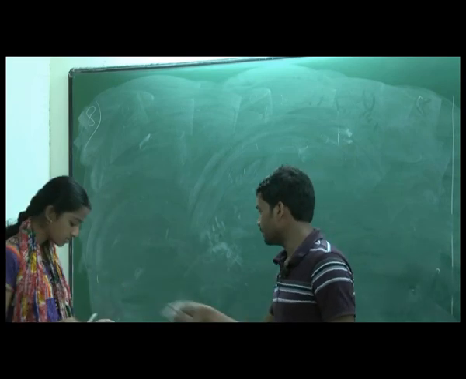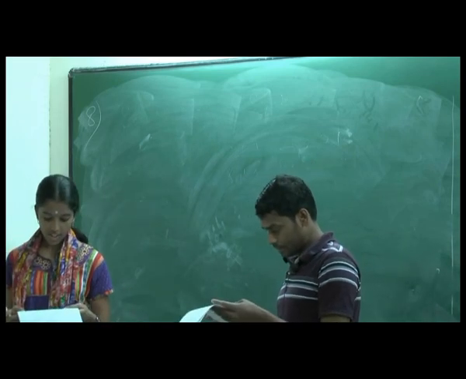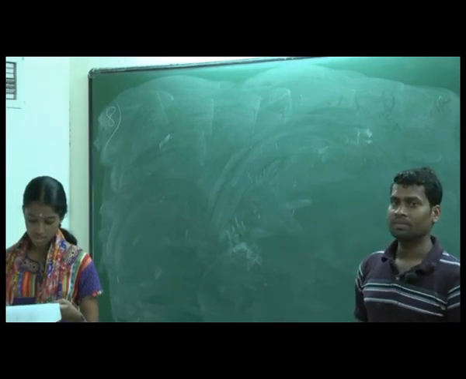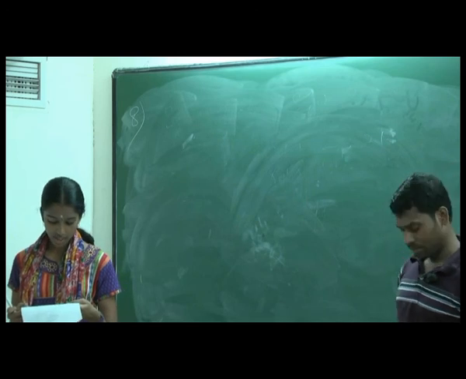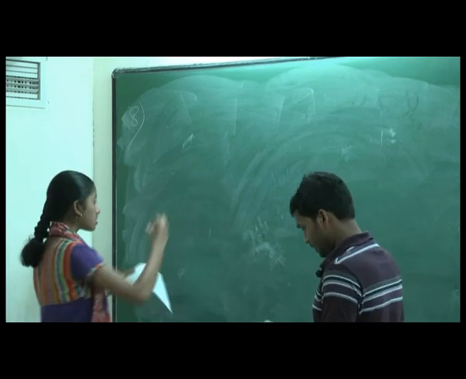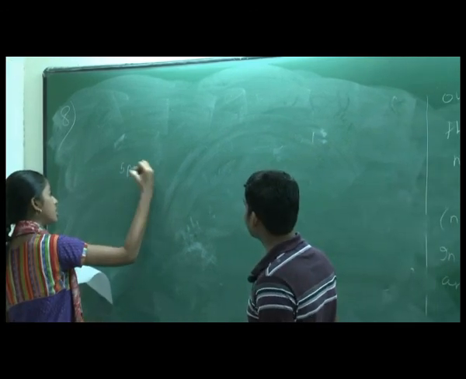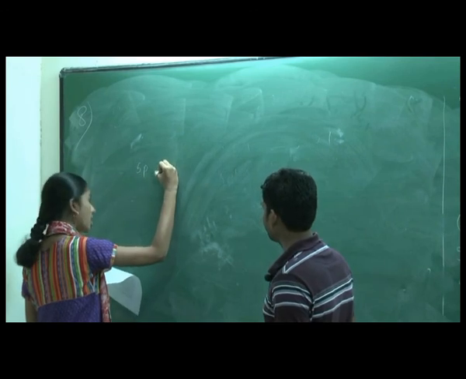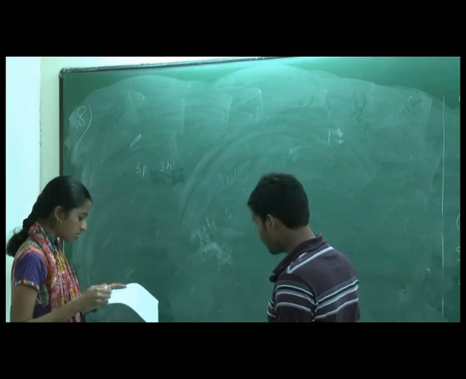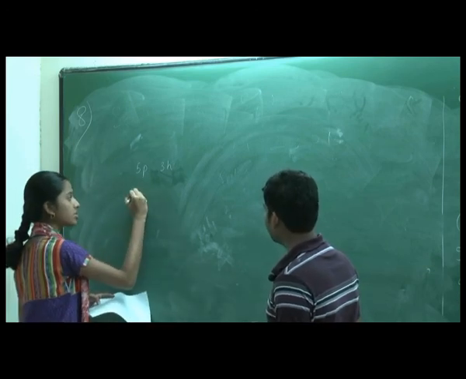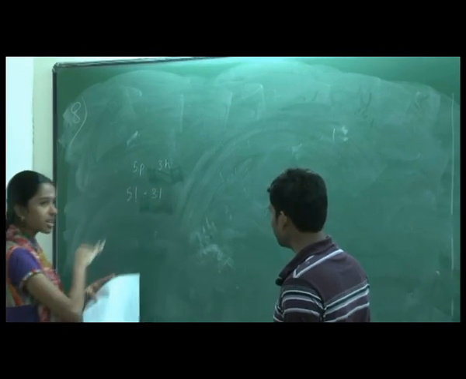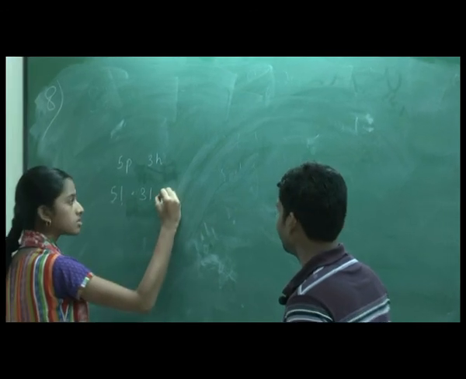First read the question. 3 hardcover books and 5 paper bags are placed on a shelf. How many ways can the books be arranged if all the hardcover books must be together and all the paper bags must be together? So what is given? 5 paper bags and 3 hardcovers. These can be arranged in 5 factorial ways, these in 3 factorial ways, and the groups can be interchanged.